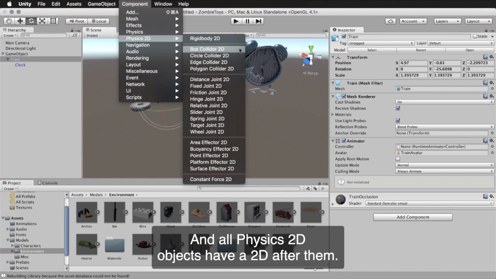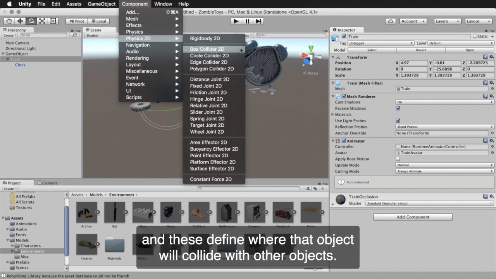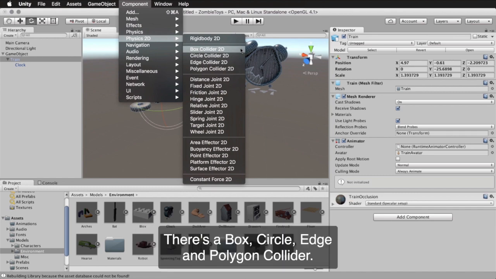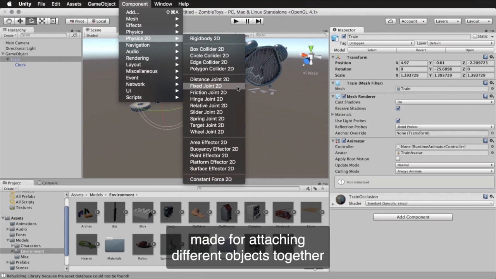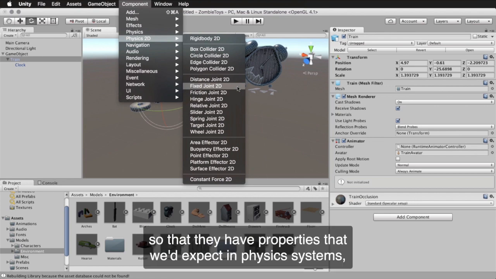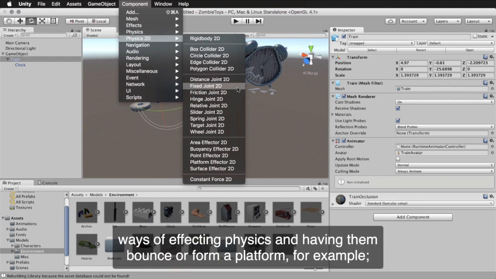We see similar colliders, and these define where that object will collide with other objects. There's a box, circle, edge, and polygon collider. There's different joints, and again these have a 2D after them, made for attaching different objects together so that they have properties that we'd expect in physics systems, such as springs and wheels. We've also got different effectors, ways of affecting physics and having them bounce or form a platform, for example, and constant forces.